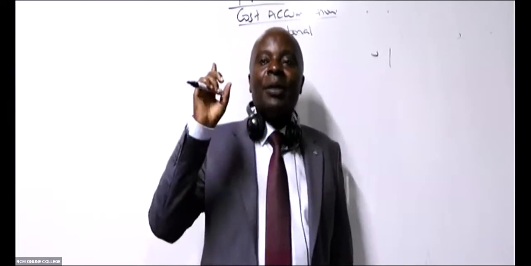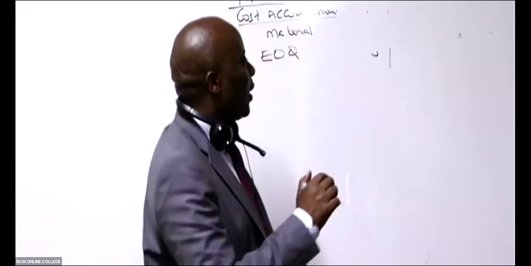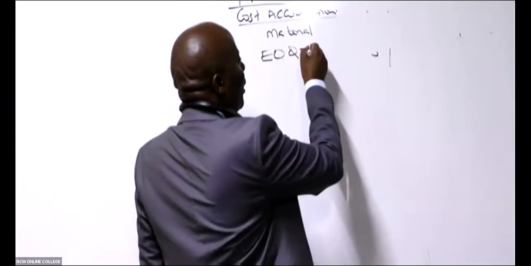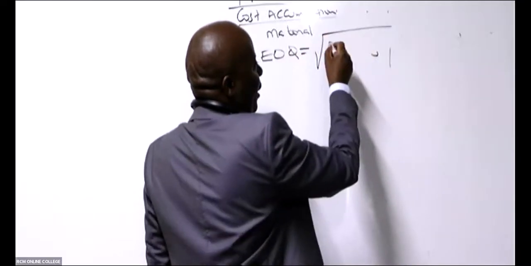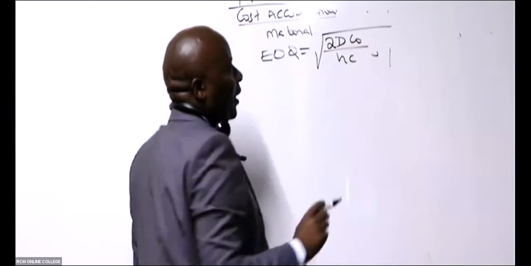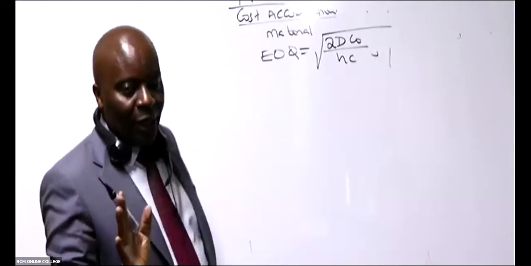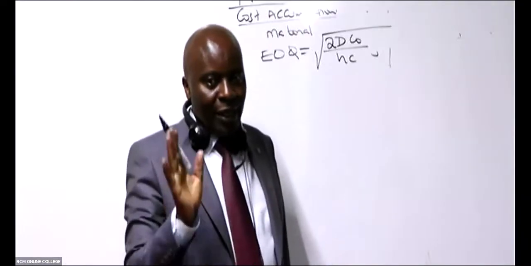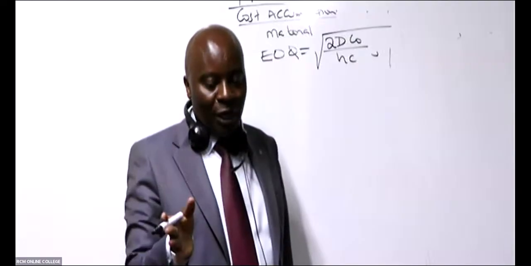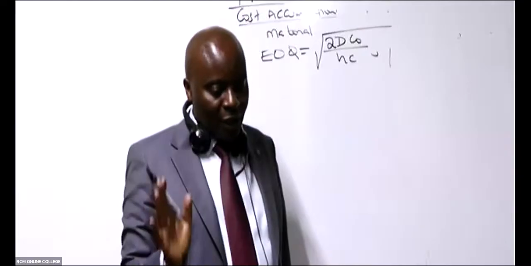So some students are telling me that Mwalimu, I may forget the formula of EOQ, but I will never forget the fact that it has got a square root. It has a big square root, isn't it? So then we talk of 2D Co over what here, somebody? HC. Remember, D stands for what here, somebody? Annual demand, right? Co stands for cost per order. And then HC stands for what here, somebody? Holding cost. Thank you so much.